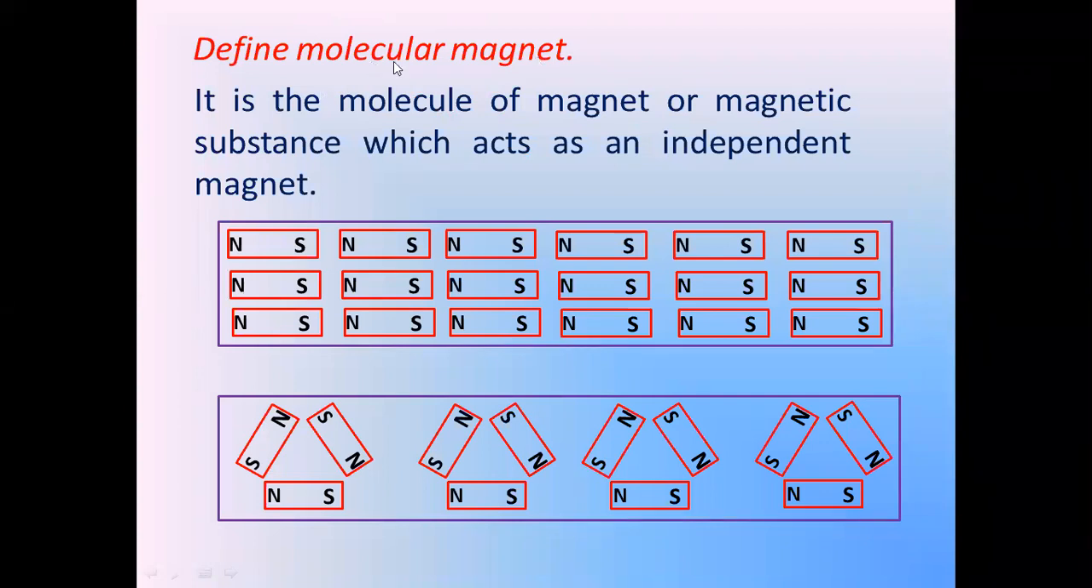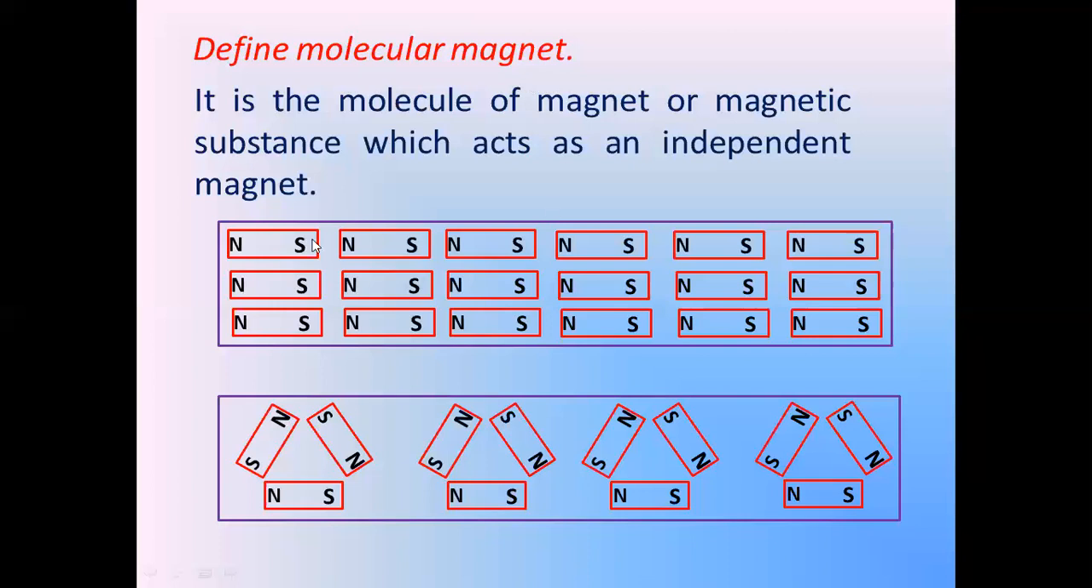So what is the meaning of molecular magnet? So the answer is it is the molecule of magnet or magnetic substance भनेको iron हैन which acts as an independent magnet. So this means that we know that everything is made up of molecule, like our body is made up of molecule, the elements are made up of molecule, the metals are made up of molecule. In the same way, magnet is also made up of molecule, and these molecules are known as molecular magnet.